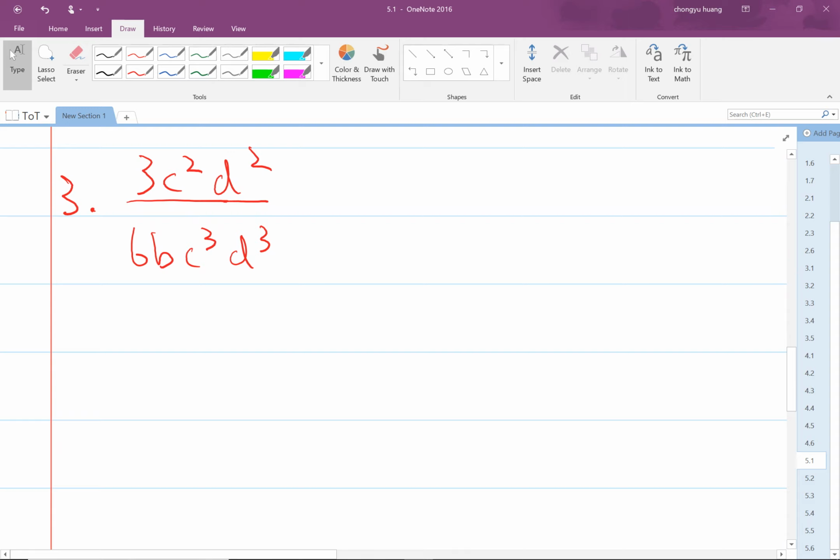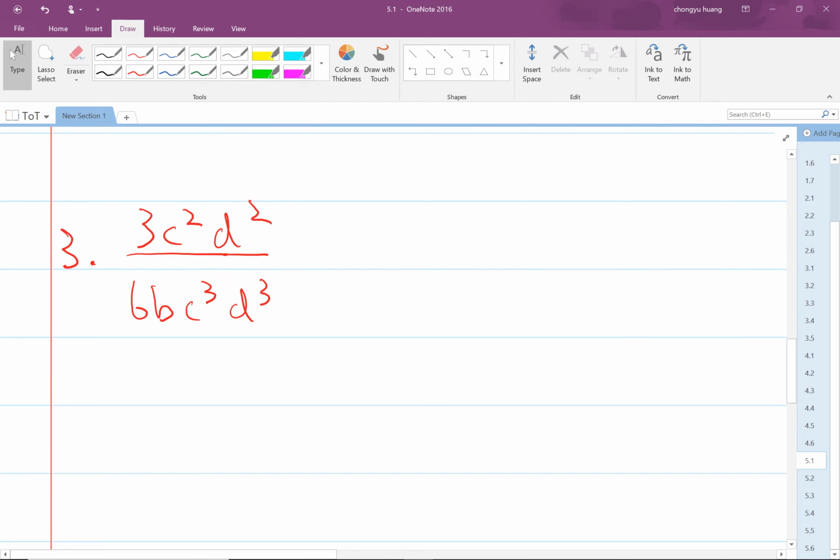In question 3, what we have is 3c squared d squared over 6bc to the power 3 d to the power 3. First of all, let's simplify the integers. Now I think you understand it, so let's do it a little faster. You can see we can just cancel 3, and then 6 becomes 2. And then you can see there's a b over here.